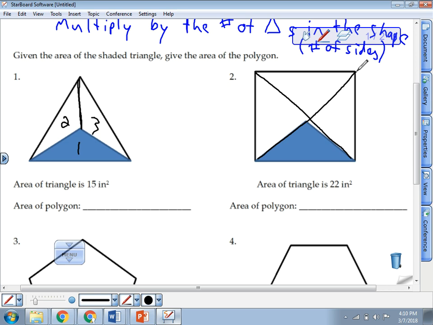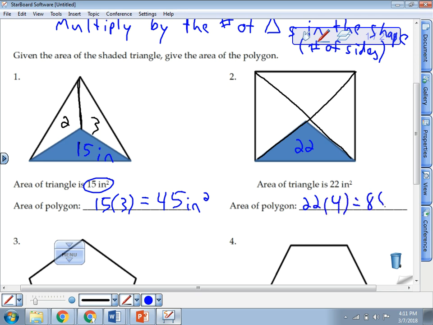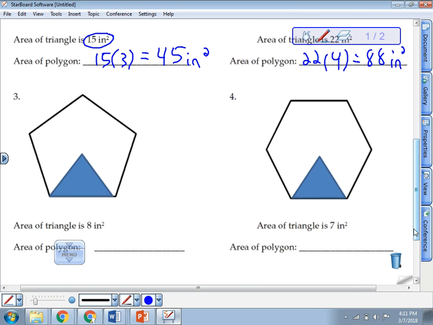So let's run through these real quick. If the area of one triangle is 15 inches squared, so this shaded one is 15, then what's the area of the polygon? Since there are three of those triangles, we take 15 times 3, which is 45 square inches. If this triangle was 22, there are 4 of those, so I take 22, they're all equal sized triangles, multiplied by 4. That gives me 88 square inches. And that's what we're doing for all these problems.